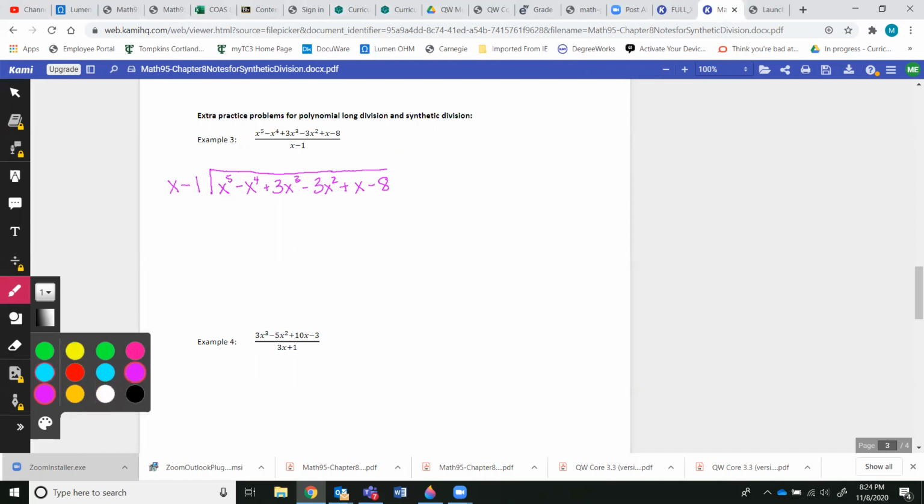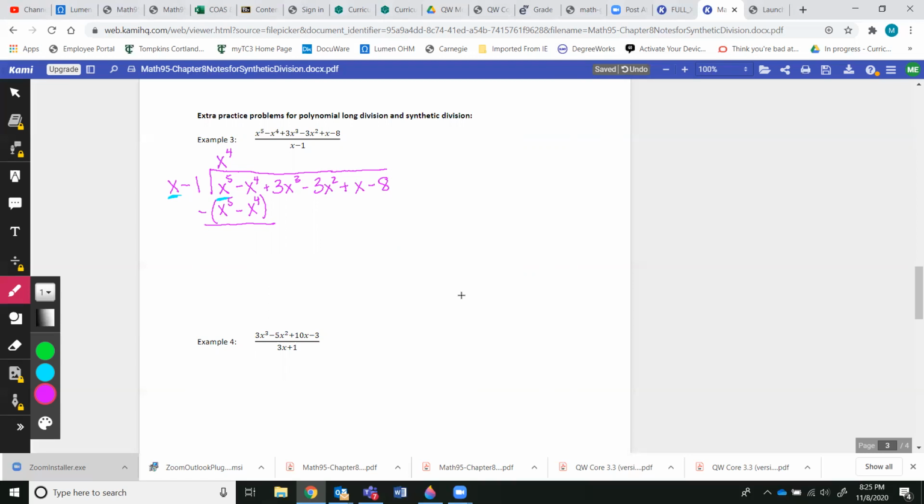And remember when I'm doing long division, I really just want to pay attention at first to the leading term for each polynomial. So my x and my x to the 5th. And I think about x times what would give me x to the 5th, or I can think x to the 5th divided by x gives me what? It's going to be x to the 4th. So x to the 4th times x is x to the 5th. x to the 4th times negative 1 is negative x to the 4th.